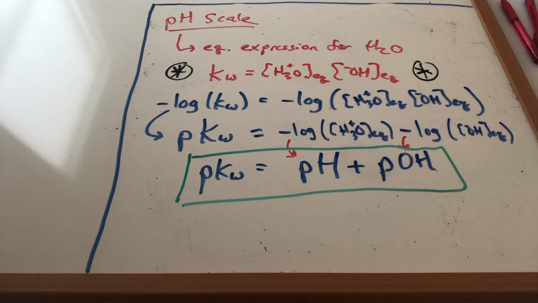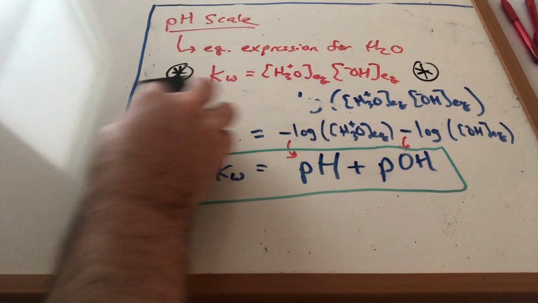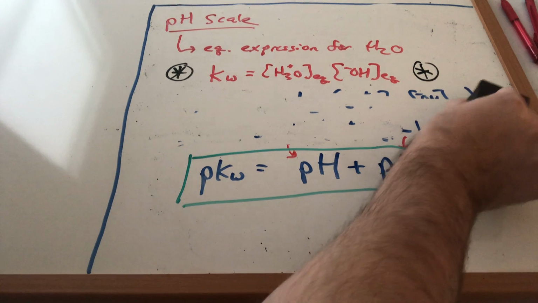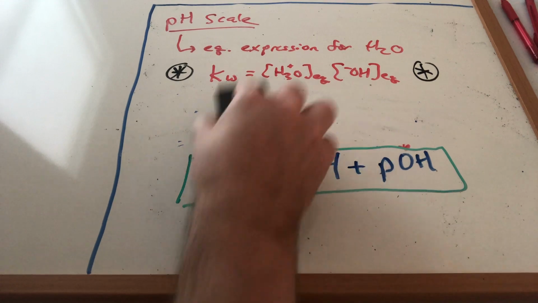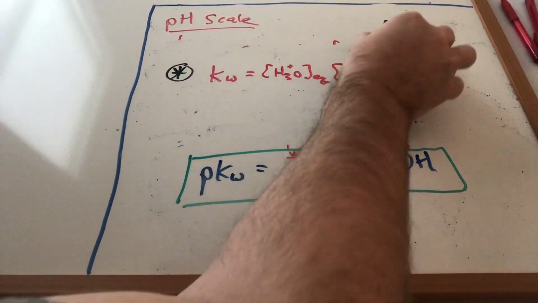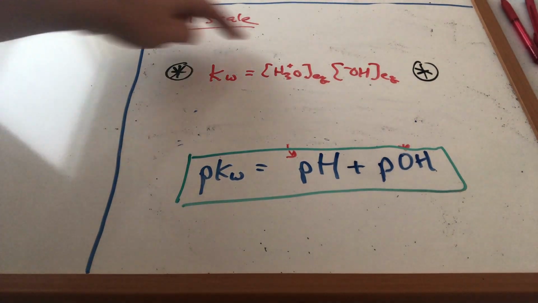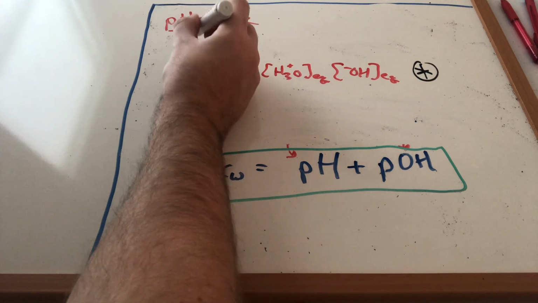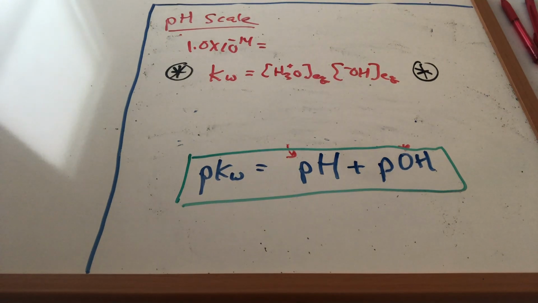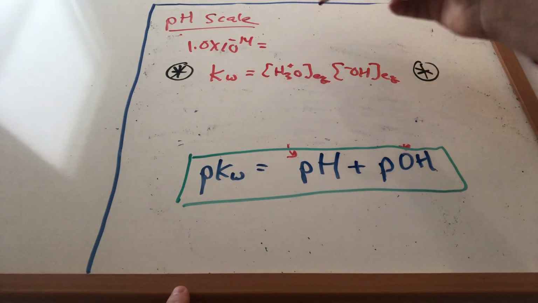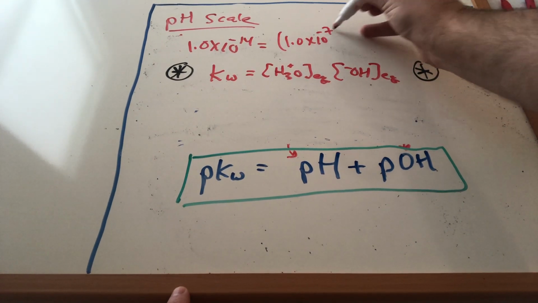So let's take a look at this with the results of the last example. With our last example in pure water, we knew these numbers. From our last example, I'm going to write this above. Remember how we knew Kw? We knew that Kw was 1.0 times 10 to the minus 14. And with pure water, and only with pure water, what did we know? These two were equal to each other, and they were both equal to 1.0 times 10 to the minus 7.